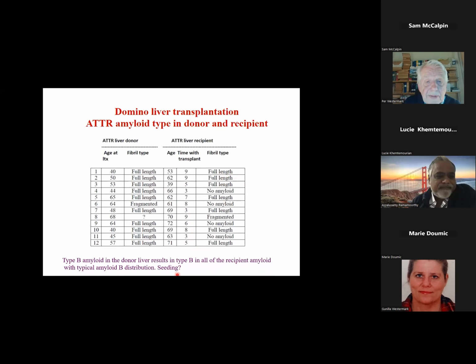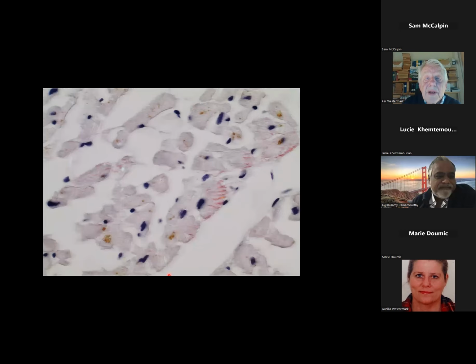And then we can question, does it depend on seeding? And there was one more piece of information that we got from this, and that is that this amyloid had the distribution of type B amyloidosis.